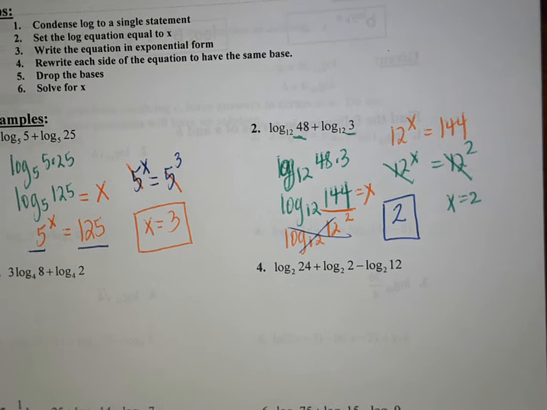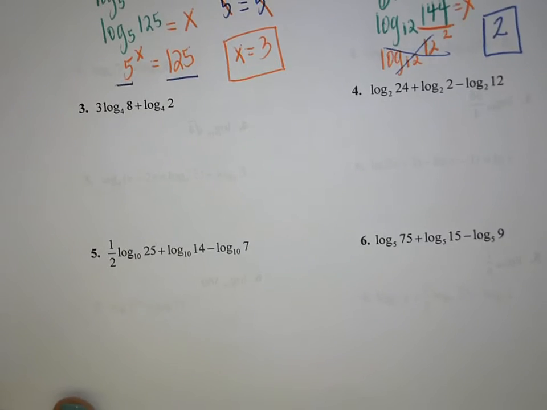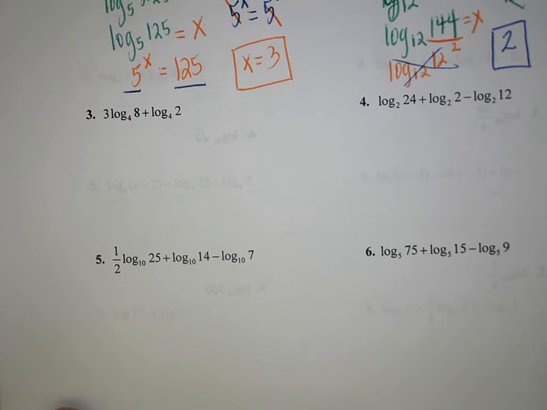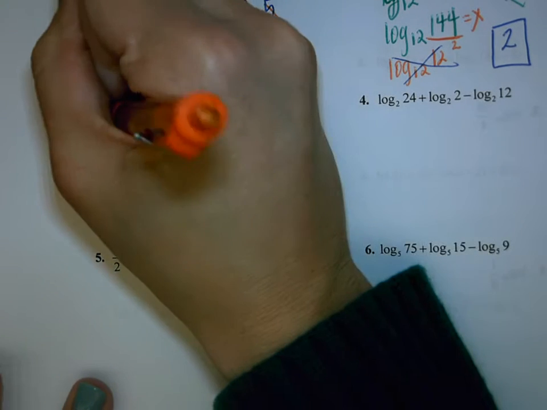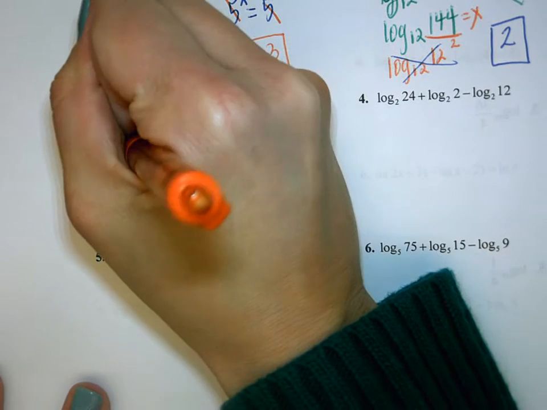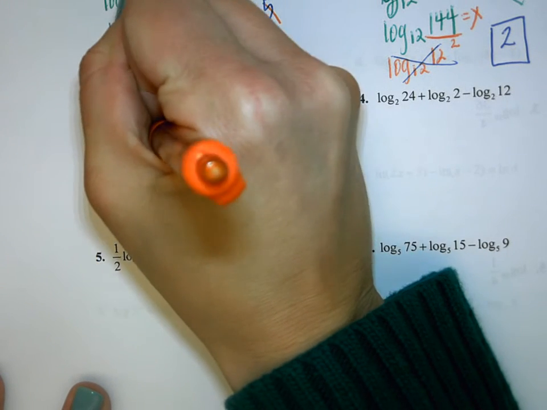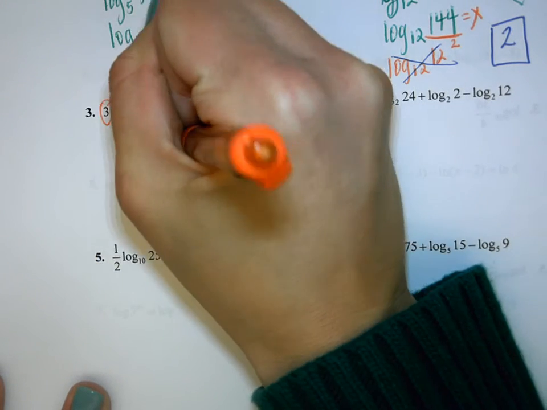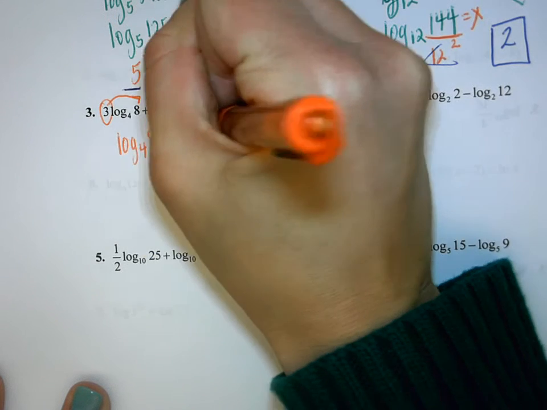Okay, example 3. What is the first thing that I would need to do on example 3? Okay, hopefully you said to move the 3 up and make it an exponent. So when we do that, we have log base 4 of 8 to the third power plus log base 4 of 2.